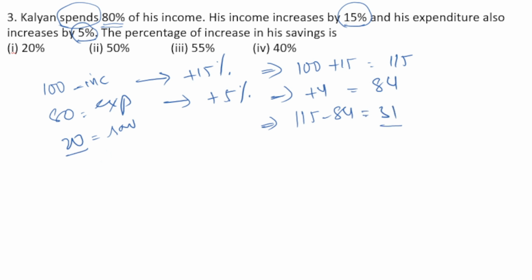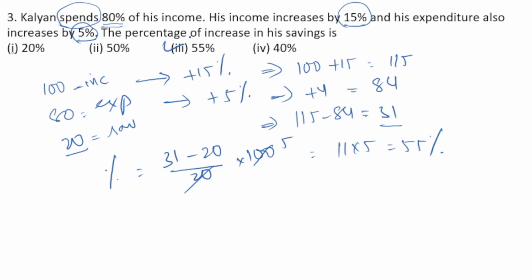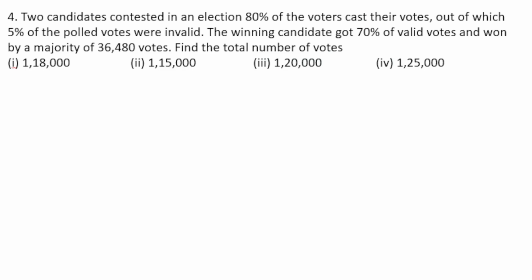The old savings are 20. What is the percentage of increase in his savings? Percentage increase is equal to new savings 31 minus old savings 20, divided by old savings, into 100. 20 into 5 is 100. So here 11 into 5, it is 55%. Third option.